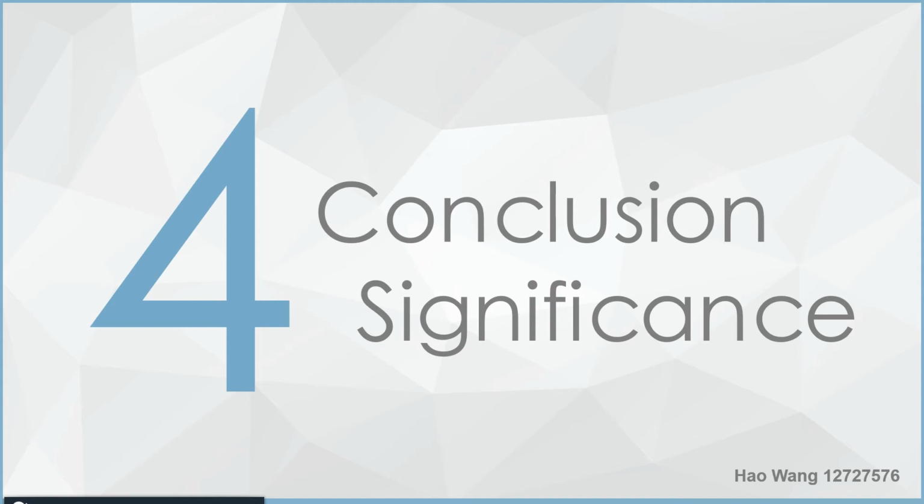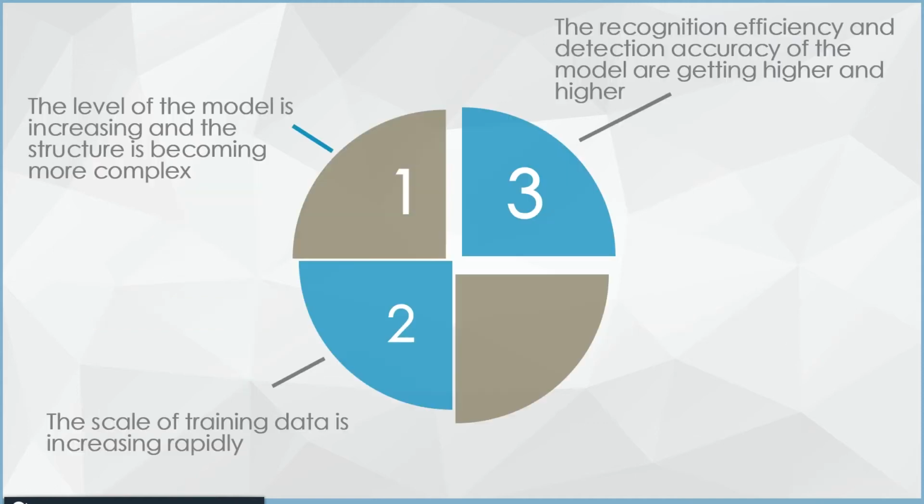Actually, with the development of deep learning and the increasing demand in the field of image recognition, the future development of this technology will become more and more useful and more intelligent. So there are four tendencies and also some problems for now. In the future, there are these tendencies.